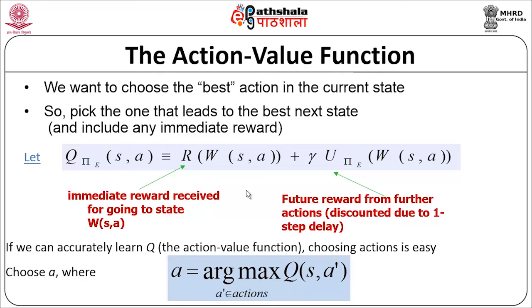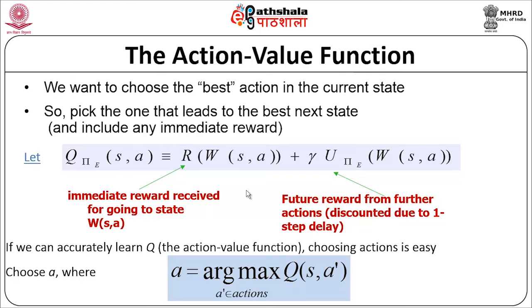So, this action value Q pi of S comma A is nothing but the immediate reward received for going to state W of S comma A, plus gamma times U pi of W of S comma A, the future reward from further action discounted due to the one step delay. You remember that discount is happening because it is a one step delay, you are getting only a gamma discount. We can accurately learn Q, the action value function.